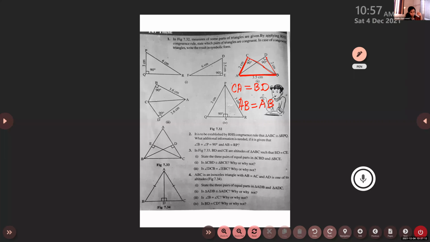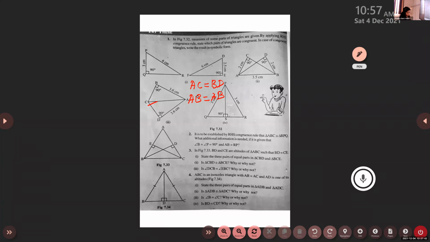They are congruent or what? They are congruent. So you have to tell me the congruence. What we wrote: AC is equal to BD, isn't it? Then we wrote AB is equal to AB. Now tell me the congruence criteria. Yes, Aradhya, tell me. How will you write? Not criteria. Tell me the congruence in symbolic form.